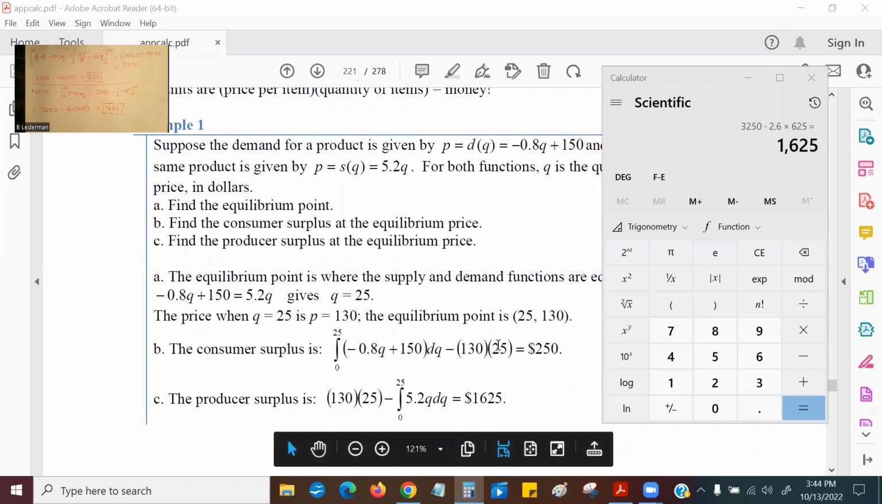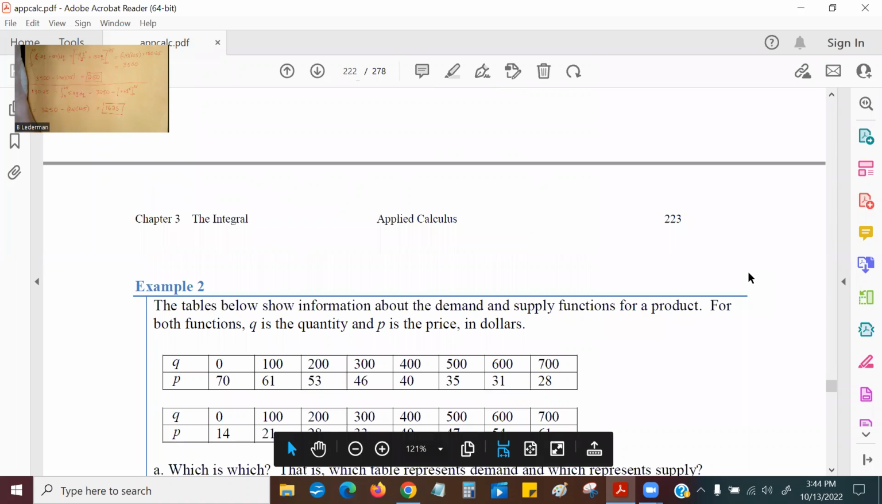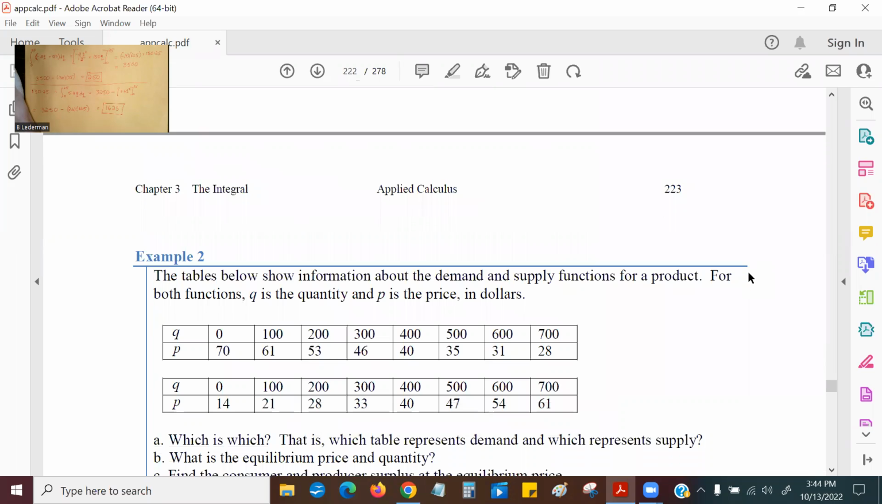So that's where those numbers came from. Okay, let's continue, and let's look at another example.